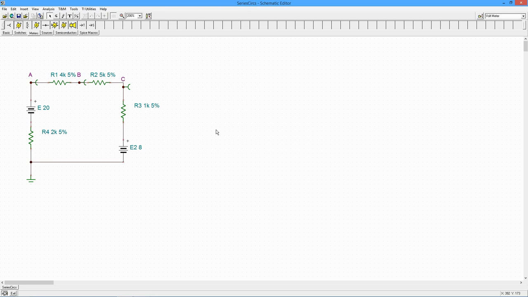All right, so I've added a few components here. Notice I have a second power source, a second voltage source. This is 8 volts. And I've added a second resistor. Interestingly enough, this is sitting below this power supply. So this negative point is no longer at ground. As a matter of fact, let's add in a little measurement point here.